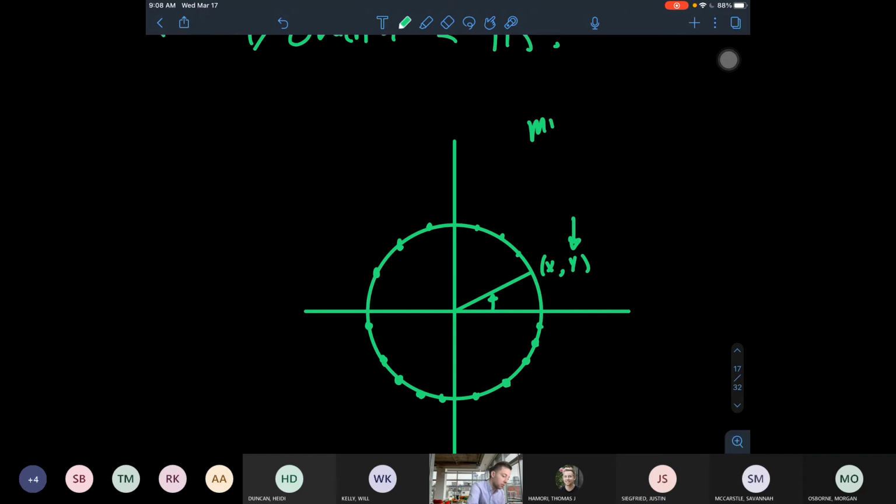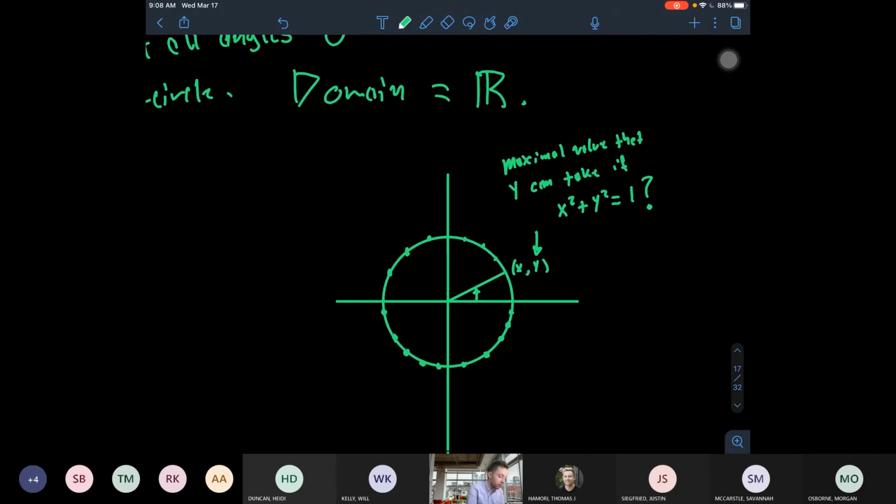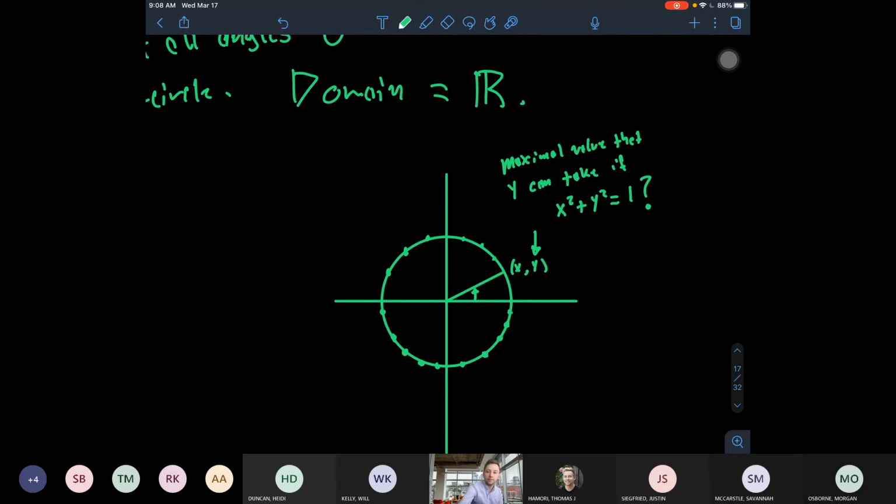What do we think is the maximal value that y can take if x squared plus y squared is equal to 1? Does anybody have an opinion on what the maximal y value is going to be? Abdulrahman says 1. Does everyone agree, or any other ideas? Savannah says 1 as well.